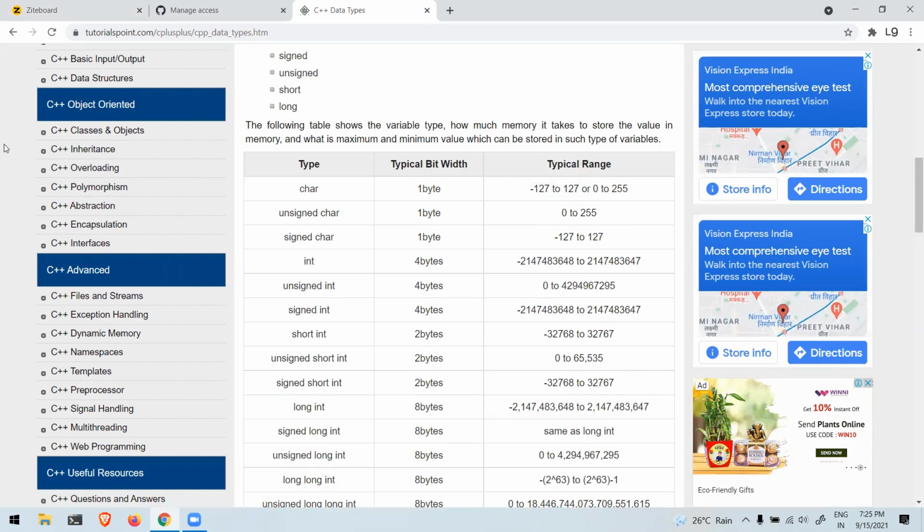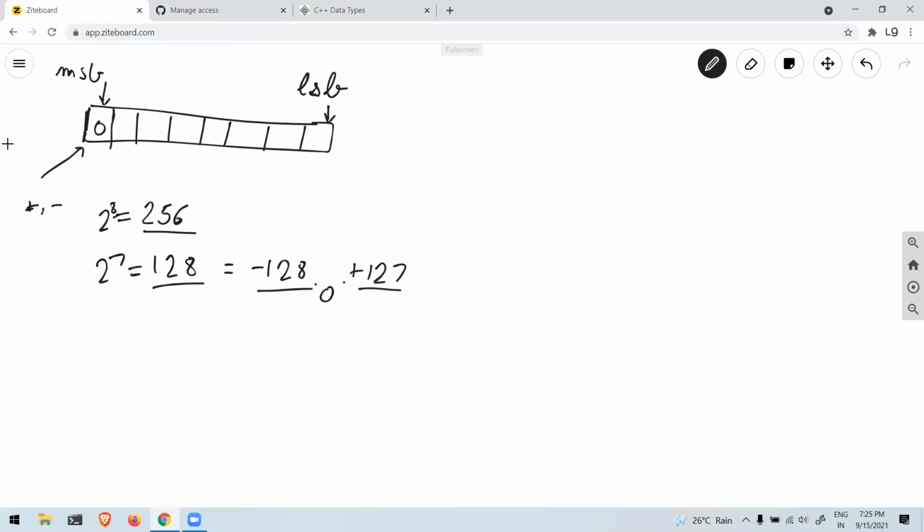But the char kind of data type is used to store symbols. It's not actually used to store numbers. In a computer you can only store binary data, which can be generated only for numeric values. So what computers or systems do is, they have a notion of encoding.